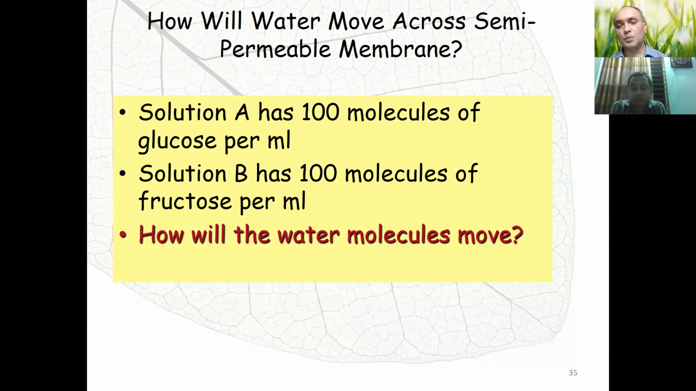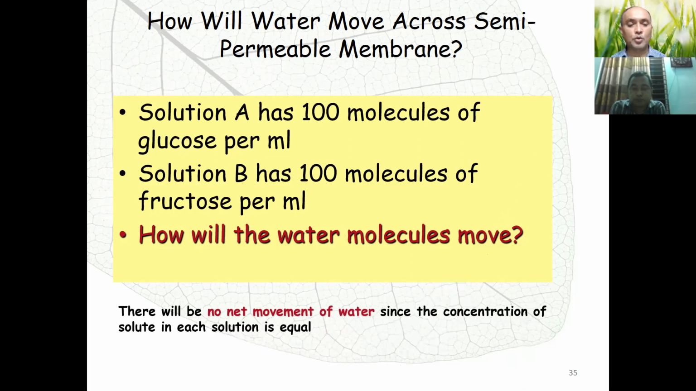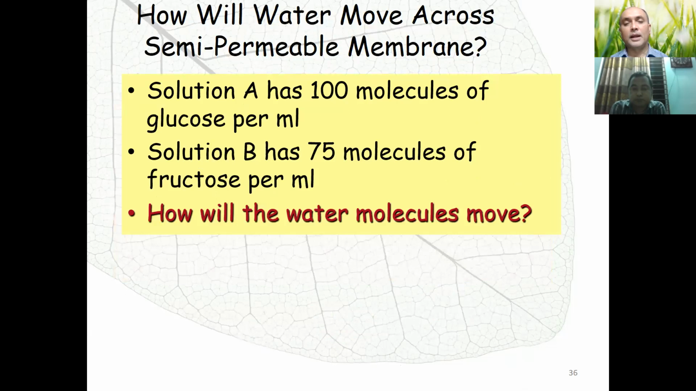Solution A has 100 molecules of glucose per ml. Solution B has 100 molecules of fructose per ml. How will the water molecules move from solution A to B? In this case, there will be no net movement of water because the concentration of solute in each solution is equal.